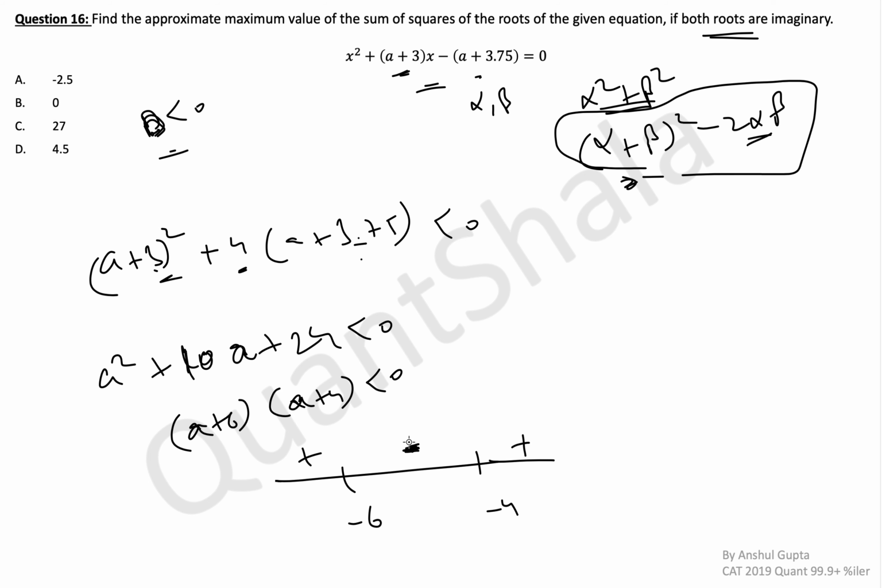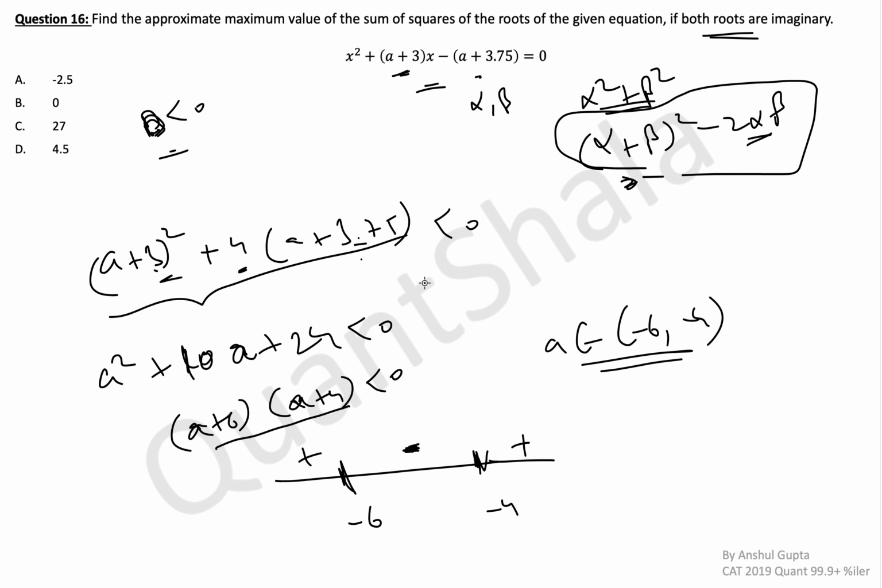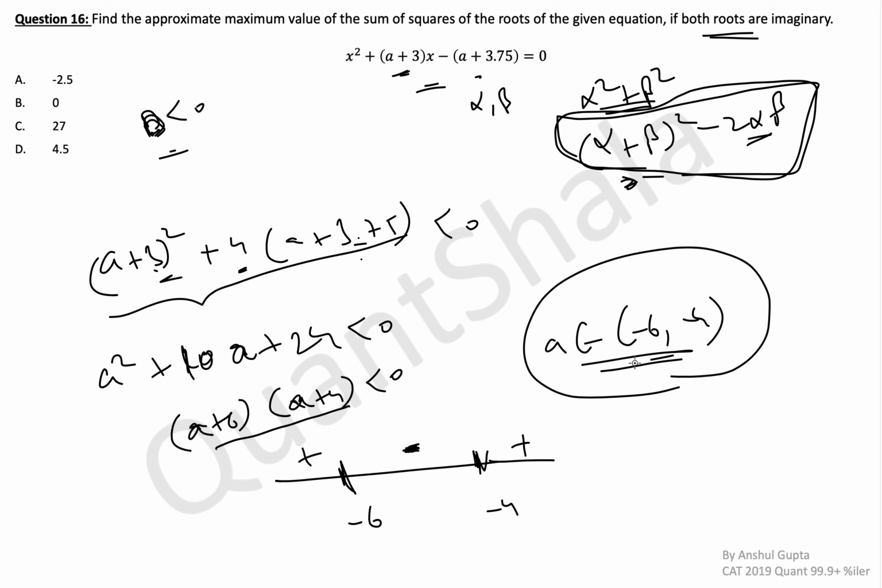Don't just memorize this method, also understand the reasoning behind this. Okay, I will make a separate video for this one. This is very easy. You can just Google it up and read about it. So this will be less than 0 in the interval minus 6 to minus 4. That means a belongs to minus 6 to minus 4 for this expression to be less than 0. That means for roots to be imaginary, a belongs to this interval. Okay, that means we have to find the maximum value of this thing when a belongs to this.